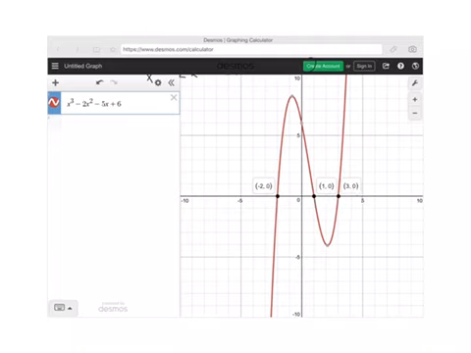Now let's say for whatever reason I knew that this was a real 0, that it was a nice 0 because it's -2, but maybe I didn't know that those two were. So let's just take those off and pretend that we didn't know about that. What I would do next would be to remove this 0 using synthetic division.